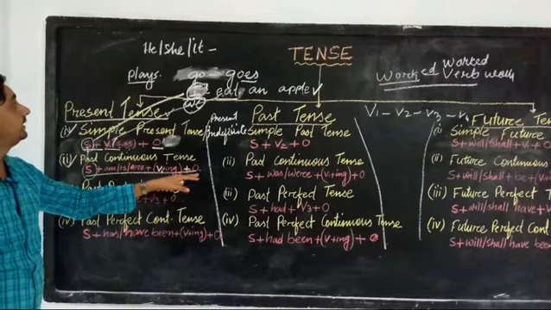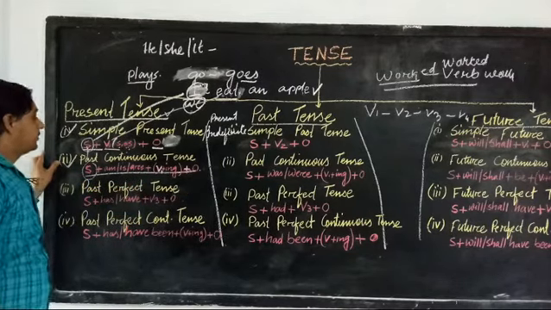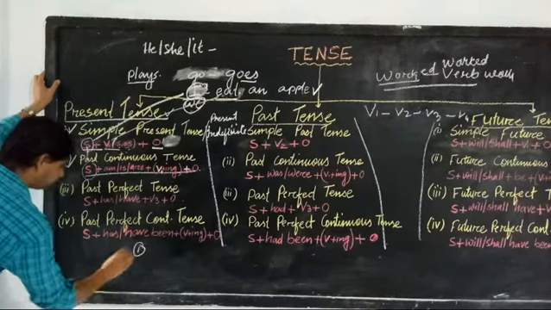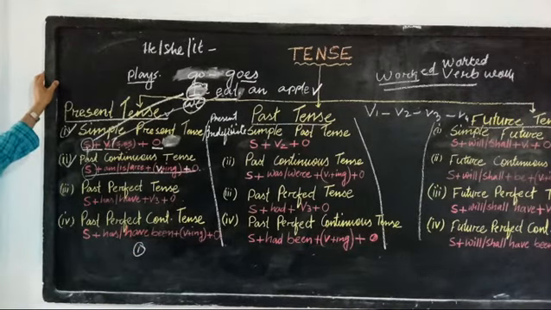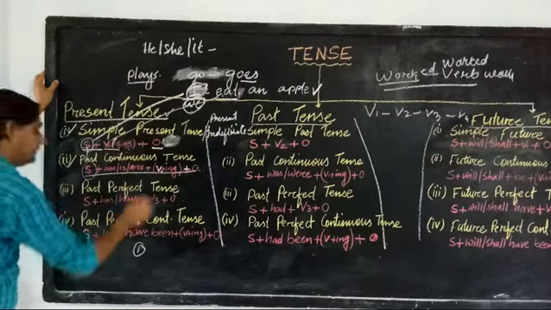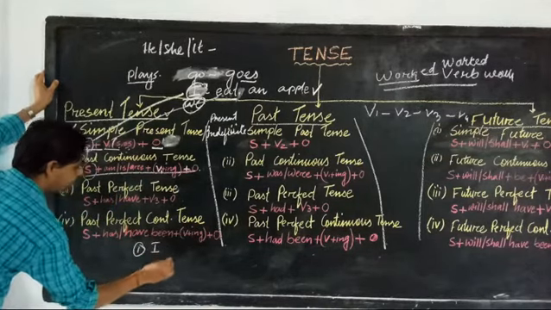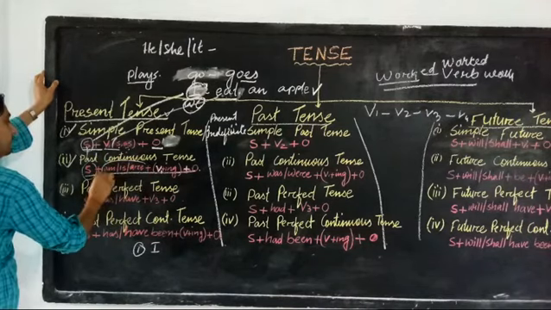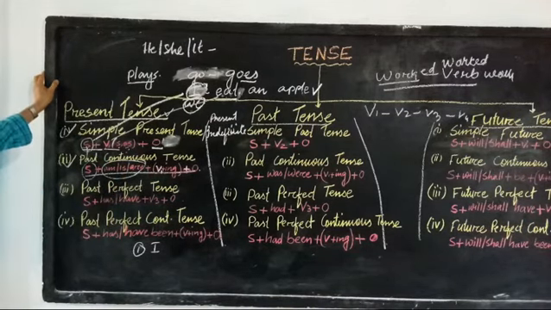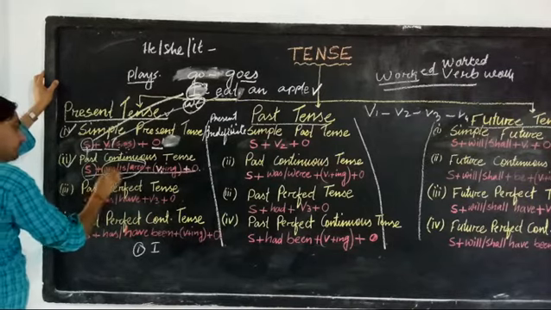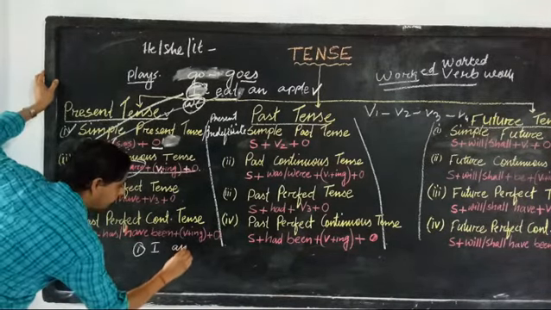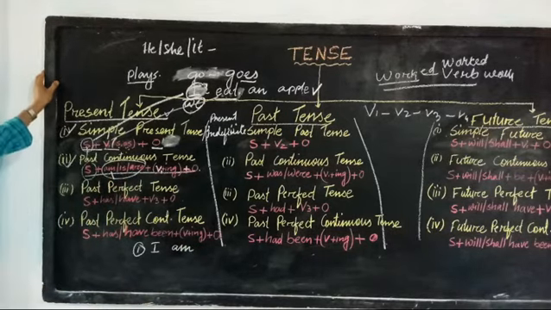Object. Then object. So with the help of this we will write one sentence here. Tell me, subject, same, we will use I. So if I is there, which helping verb will we use here? We will use am. I am.